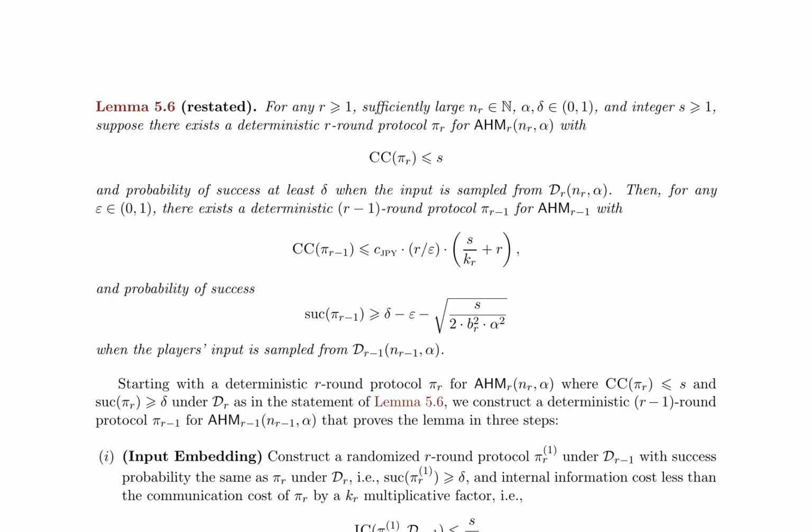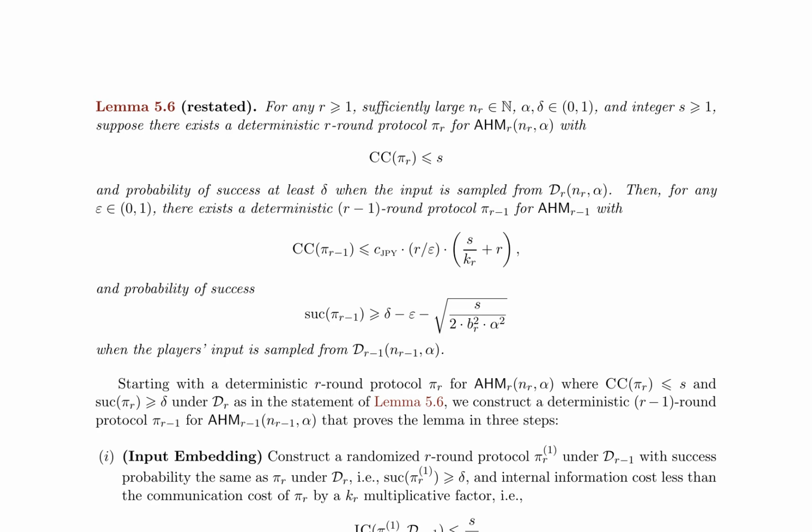The paper also outlines the round elimination argument, which consists of 3 steps: input embedding, message compression, and guessing the first message. In the input embedding step, a randomized r-round protocol pi_1^r is constructed with a success probability similar to pi^r and an internal information cost less than the communication cost of pi^r by a k_r multiplicative factor.